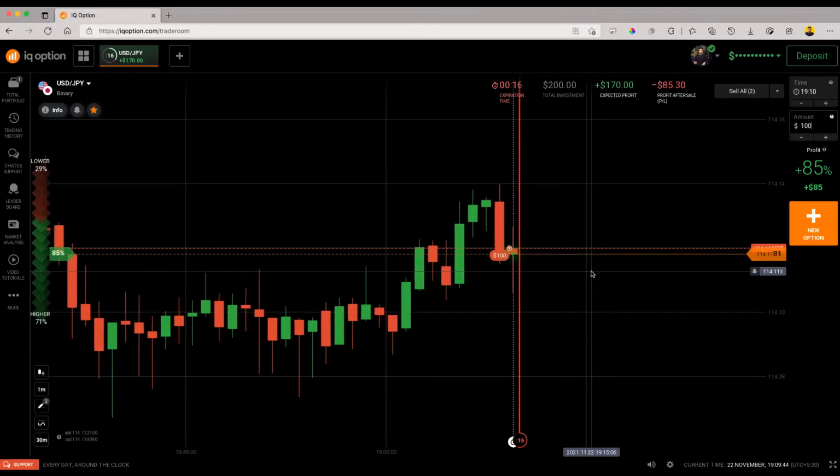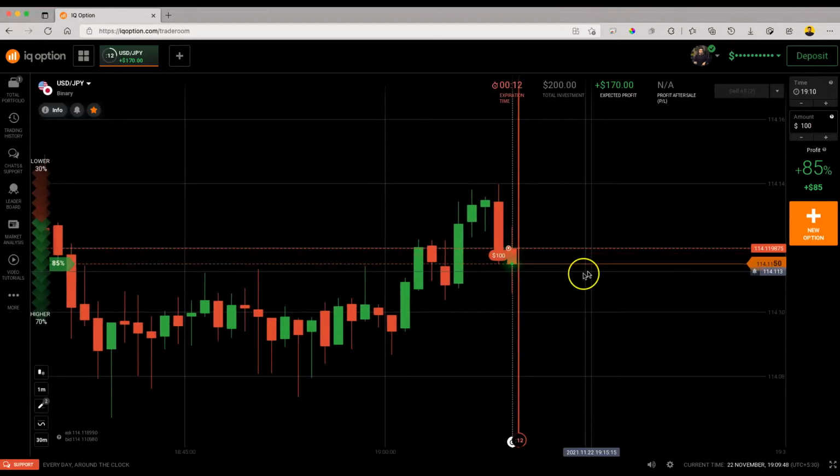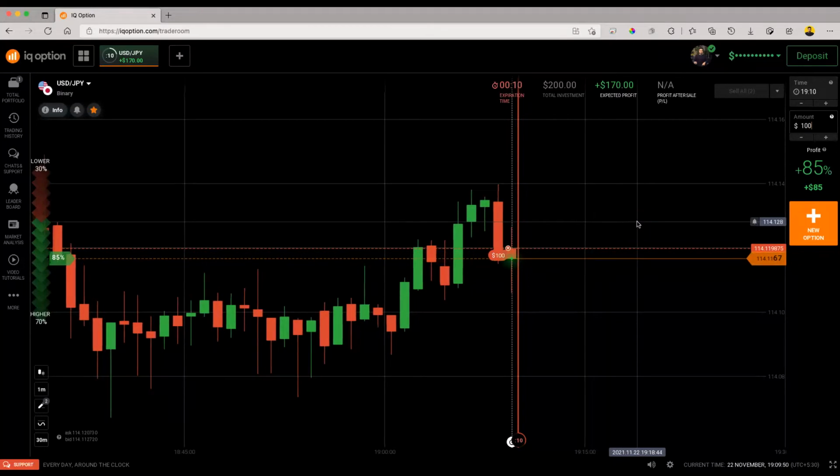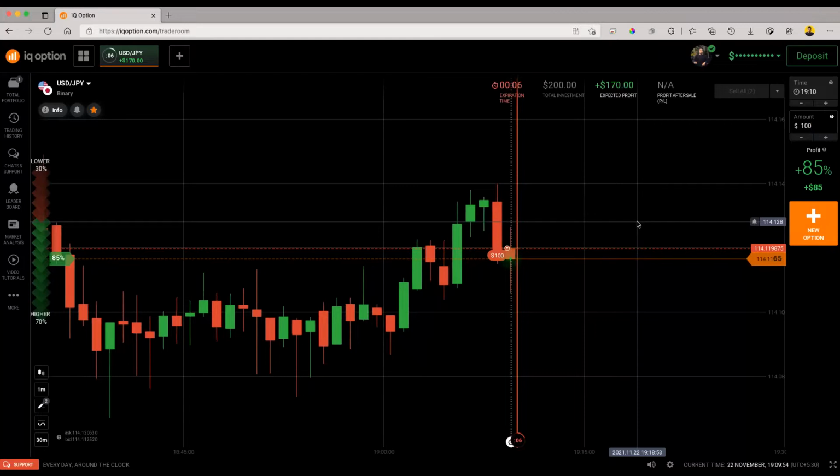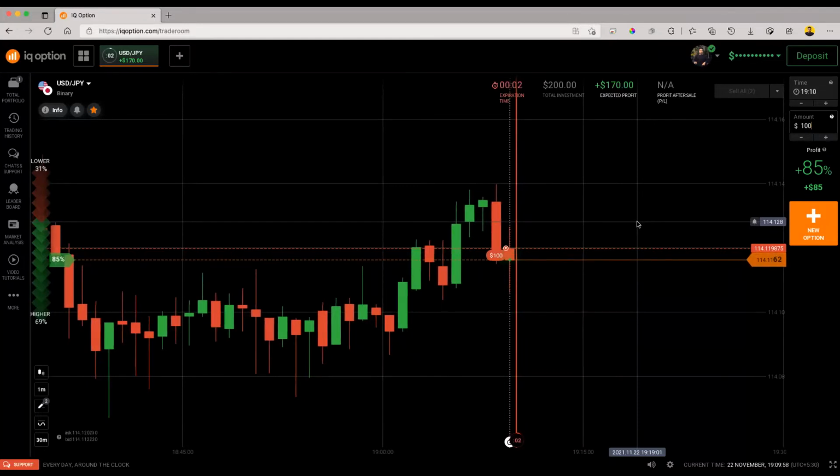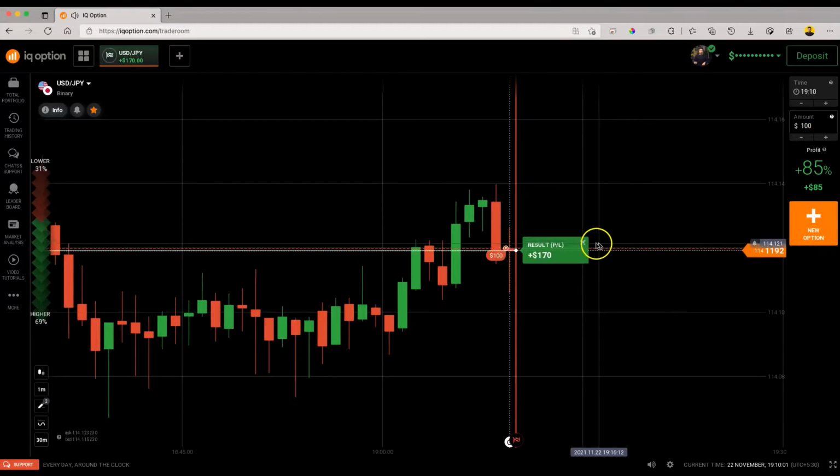There is strong pressure from buyers as well, as we can see. 12 seconds are left. Sellers have entered. 6, 5, 4, 3, 2, 1. So here we have made the profit of $170.